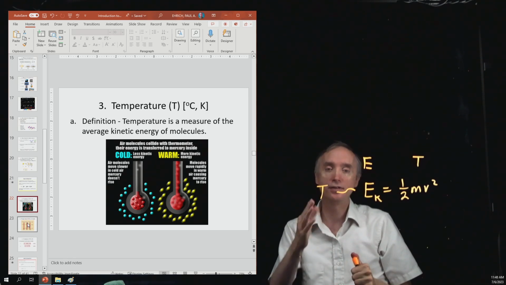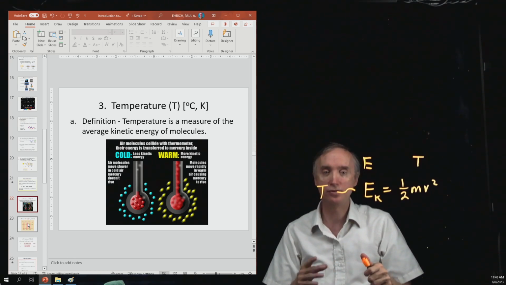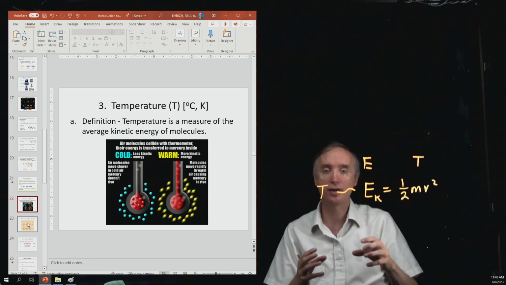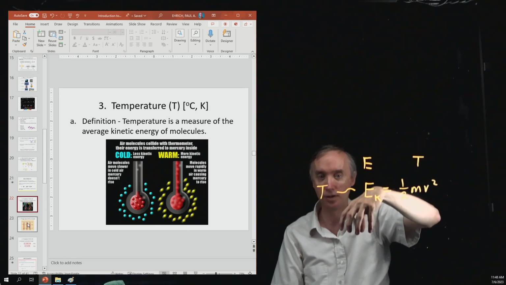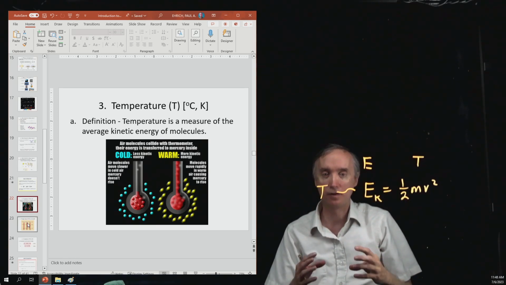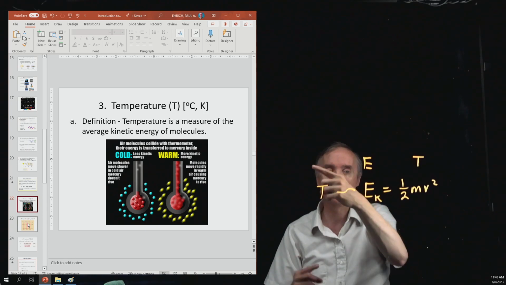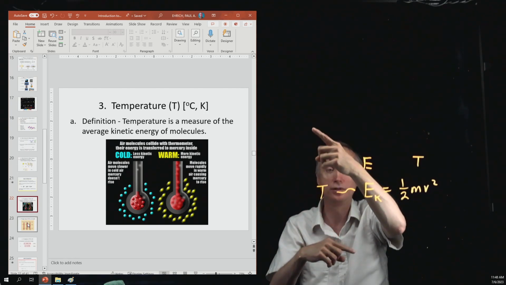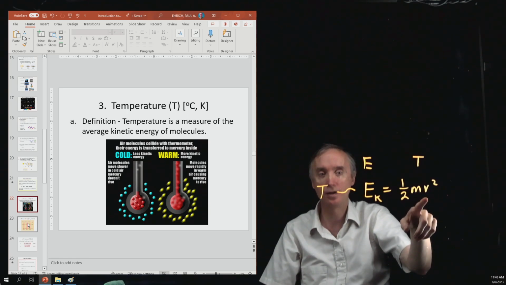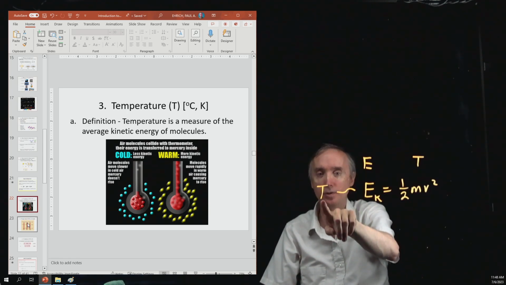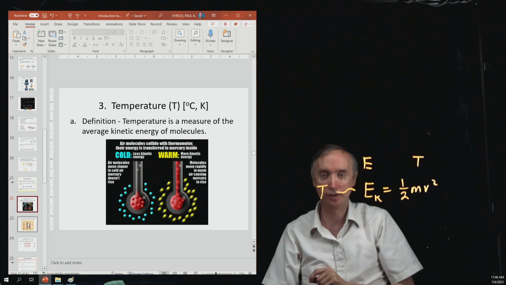So in this particular case, you've got two thermometers. Let's say that you take a thermometer and you put it into cold water. Well, the particles of water are going to be moving relatively slow, so that means that they don't have a lot of kinetic energy, so the temperature of the water is going to be relatively low.